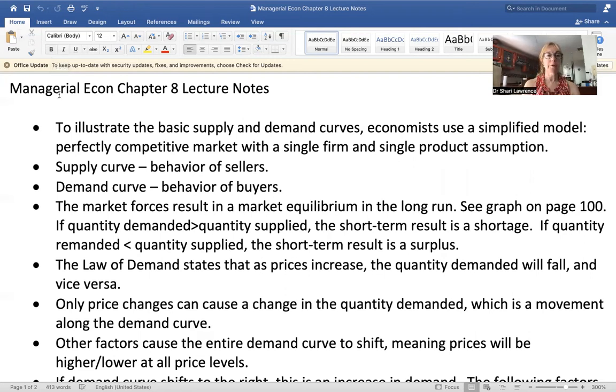All right, so let's go back to this. First of all, economists use a simplified model to illustrate the basic supply and demand curves. So what we're assuming is that we have a perfectly competitive market with a single firm and a single product. A perfectly competitive market means that it's easy for companies to get in and out of that market. So competitors can enter and exit the market easily.